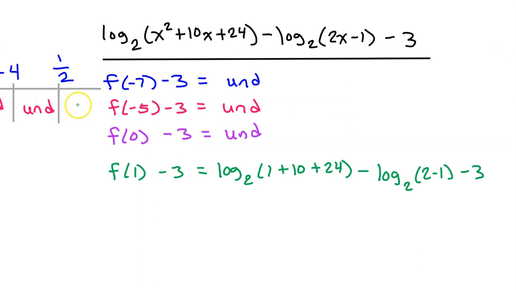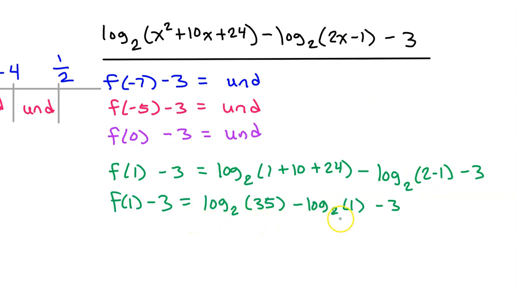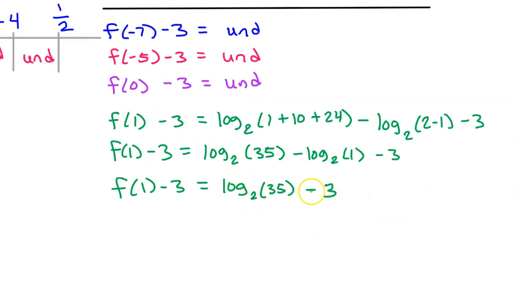For the last interval, let's use a test value of 1. If we plug in 1 for these x's, we get the log base 2 of 1 plus 10 plus 24 minus the log base 2 of 2 minus 1, and then minus 3. This simplifies down to the log base 2 of 35 minus the log base 2 of 1, minus 3. The log base 2 of 1 is 0 because 2 to the 0 power is 1. So this term is gone. We just need to figure out whether the log base 2 of 35 is bigger or smaller than 3.